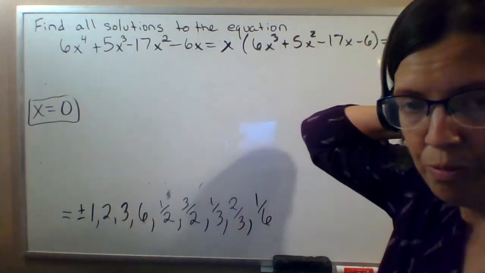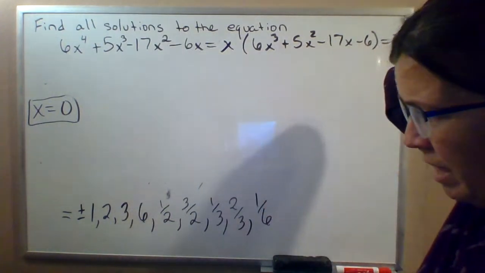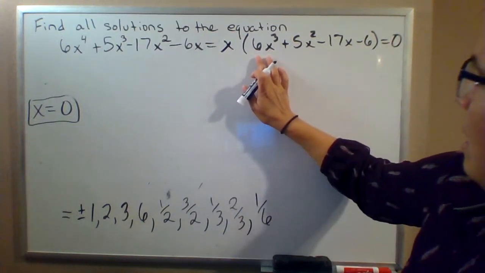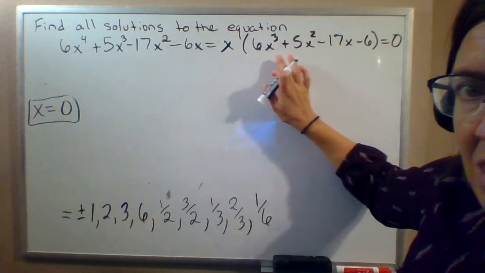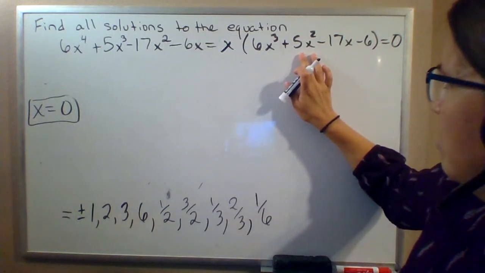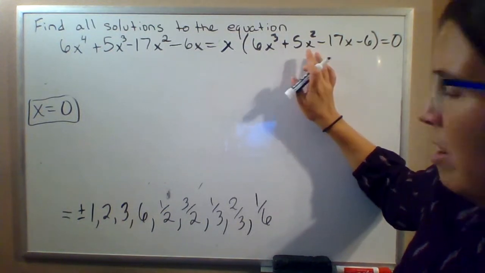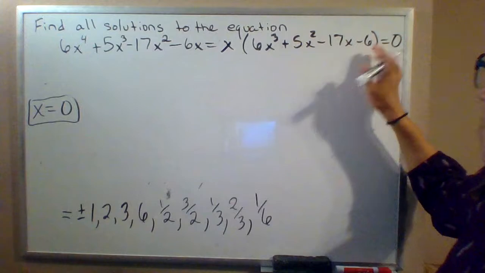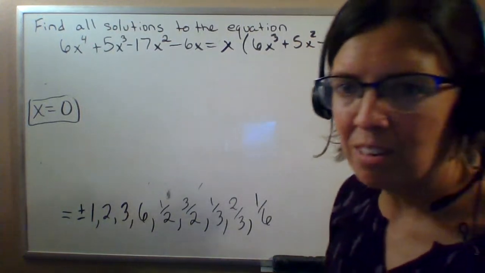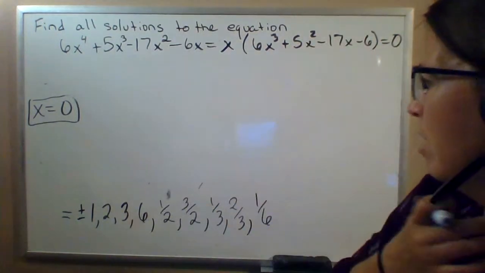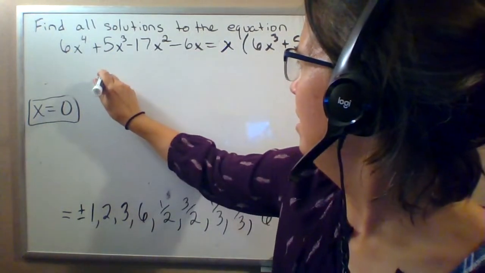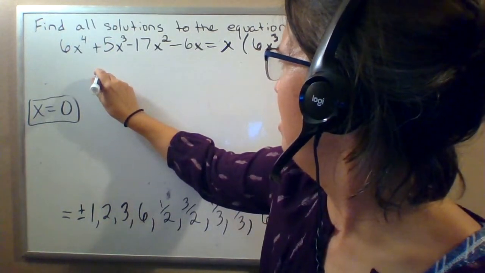We're not getting 0. If you plug in negative 1, we'll get negative 6 here, positive 5 here, so that's negative 1 so far, minus 17 times negative 1, so that's plus 17, minus 6. It's not going to give you 0. Okay, let's try negative 2.